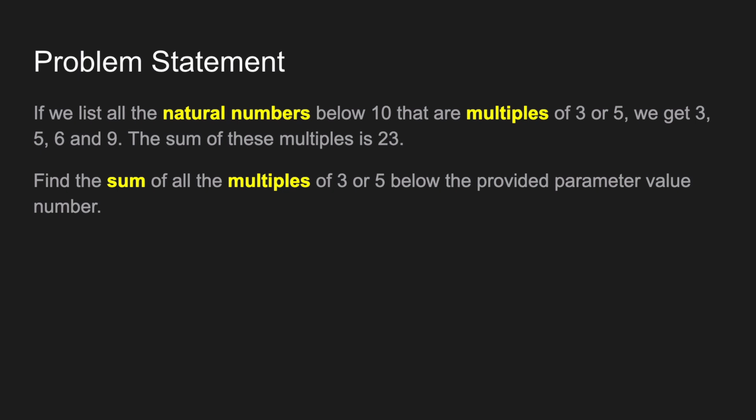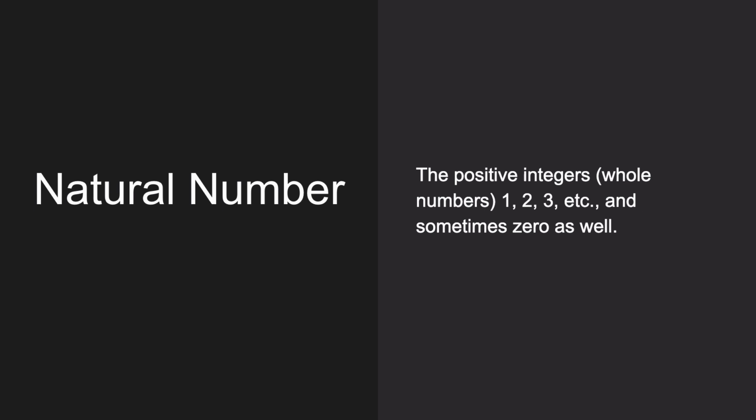At first glance, this seems more complicated than it actually is. For the purpose of learning, I'm going to be as verbose as possible and then refactor later. So let's break down the problem. A natural number is the positive integers, whole numbers, 1, 2, 3, etc., and sometimes 0 as well.